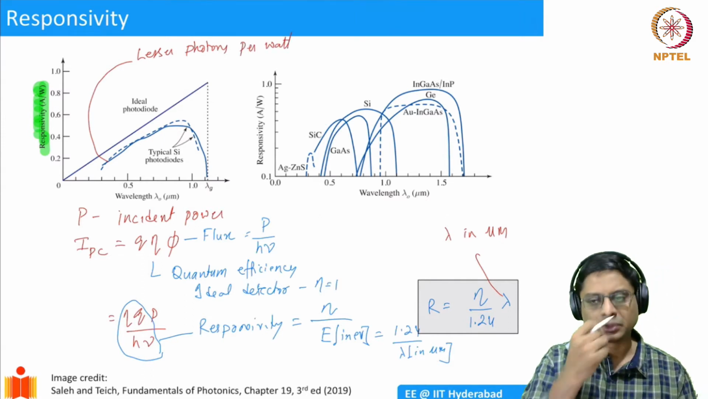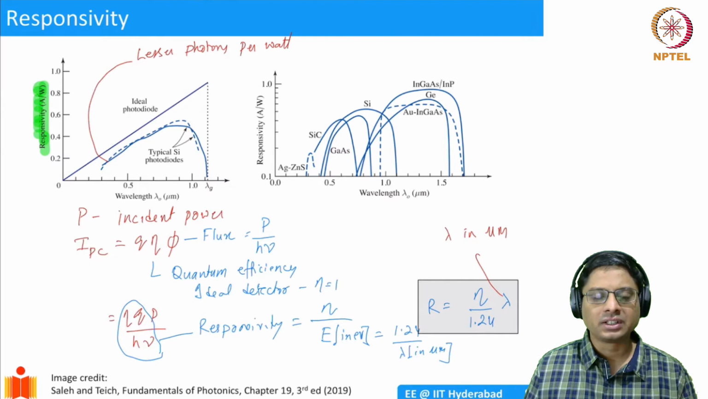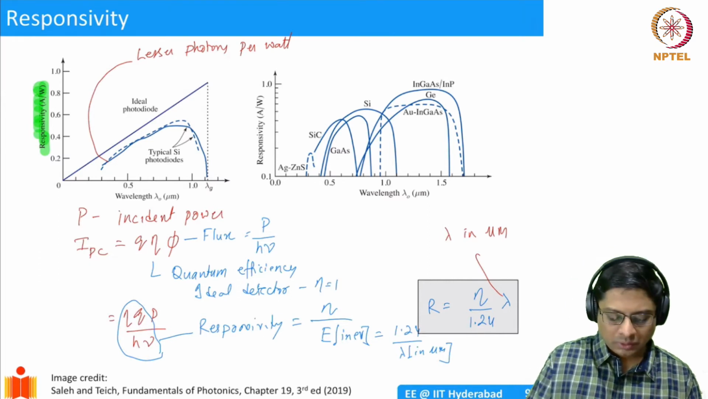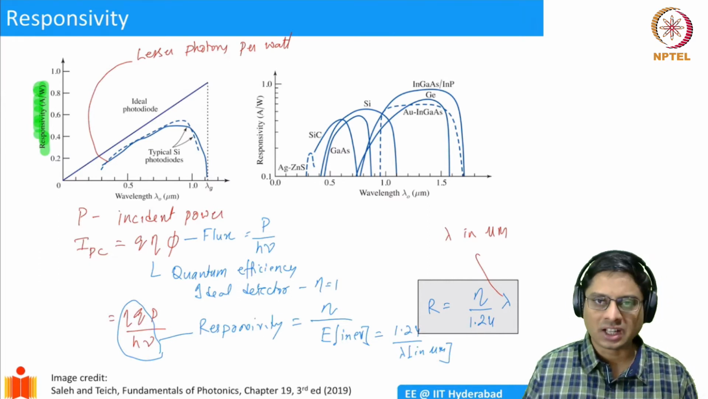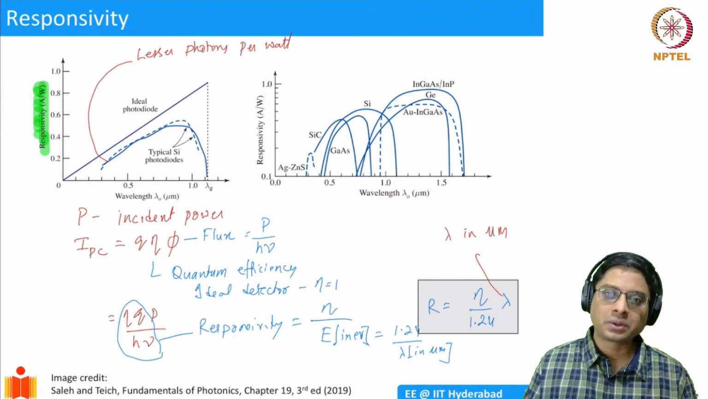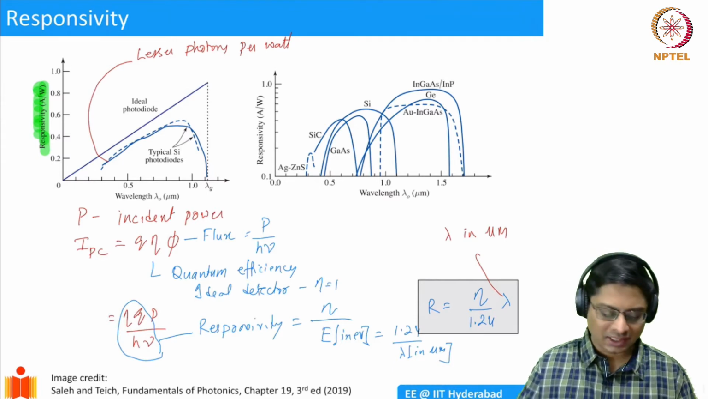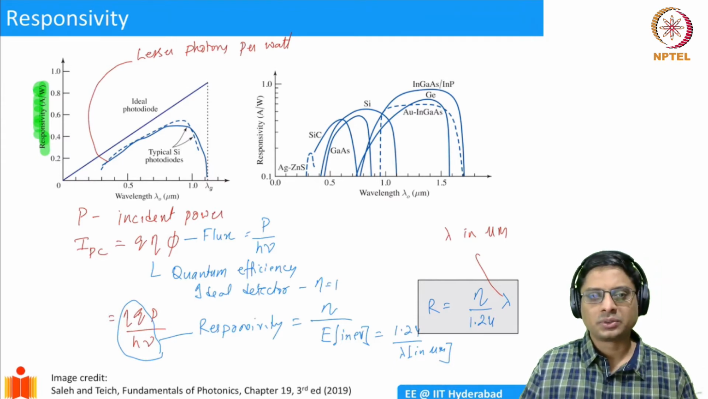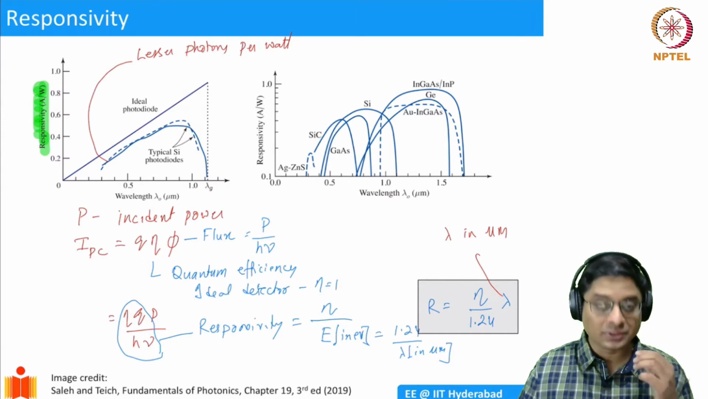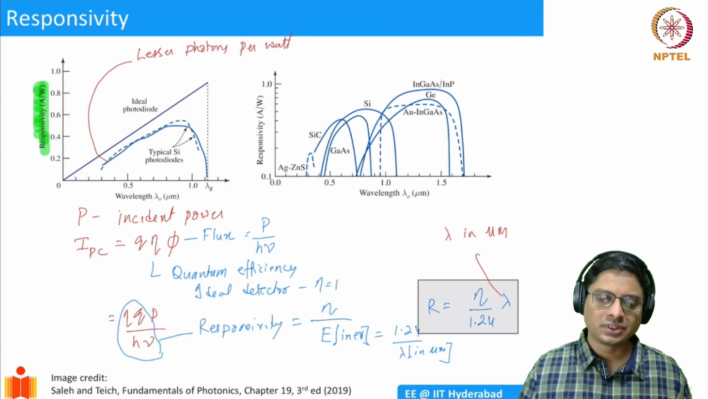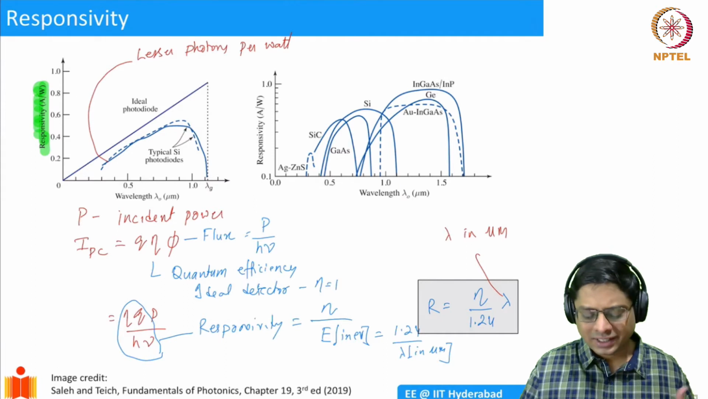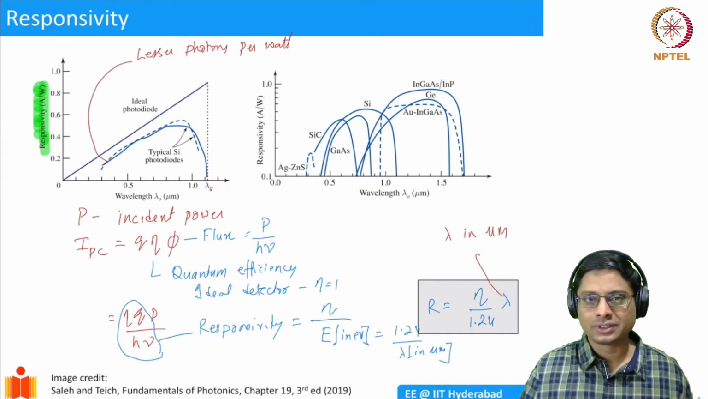Because power is whatever unit power, as you go to lower and lower wavelengths, the energy of the photon is larger. So the number of photons per watt is going to be less, and that's why the responsivity drops, because we are essentially capturing responsivity in terms of number of electrons per watt. So indirectly, it is going to be proportional to the number of photons.